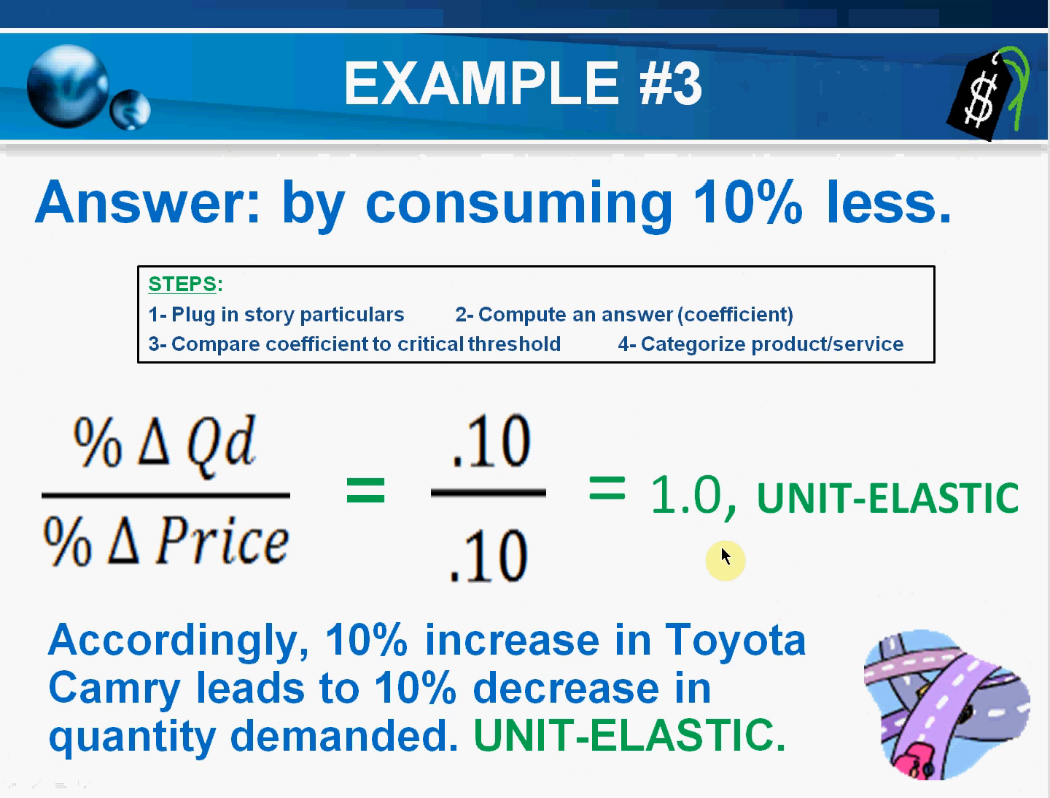When the price of Toyota Camrys goes up by 10%, in this example, we're supposing that the demand also falls by 10%. That's a made-up figure, by the way. The other two are actual. This is one you kind of have to invent because it's very difficult to find anything close to this. So because we end up with a number that is exactly equal to 1, we then call this product unit elastic.